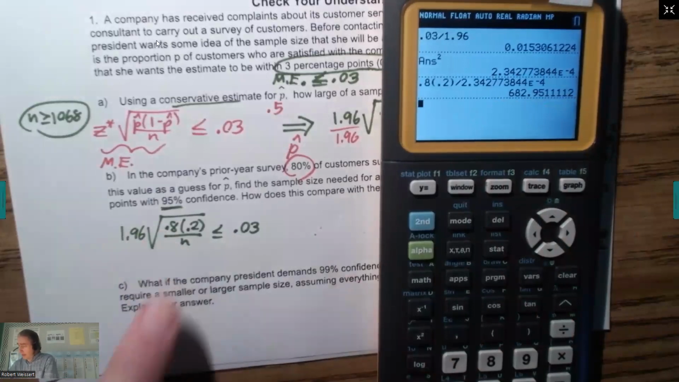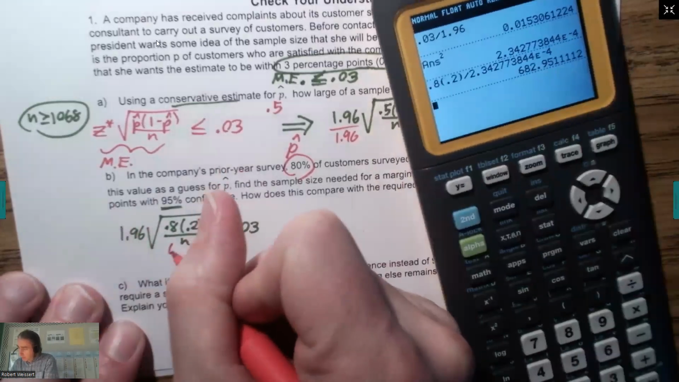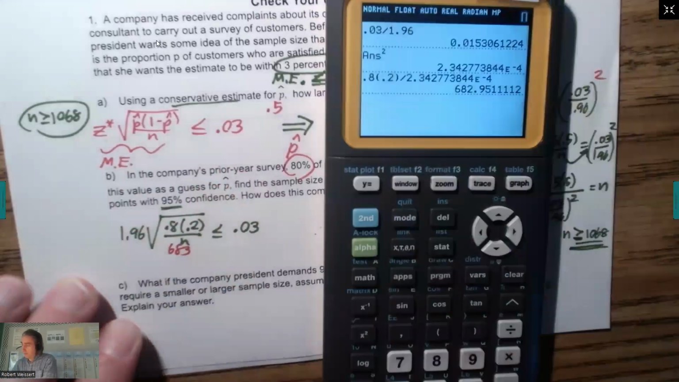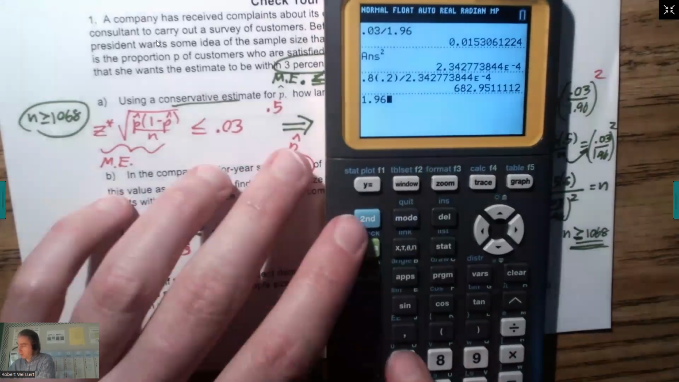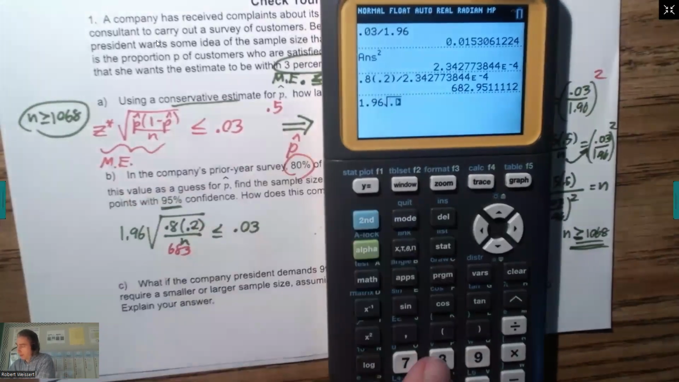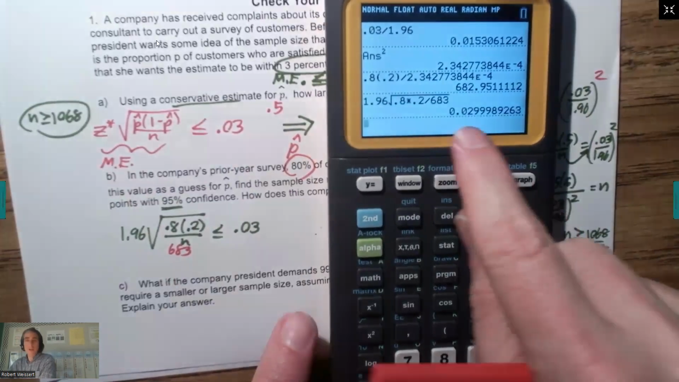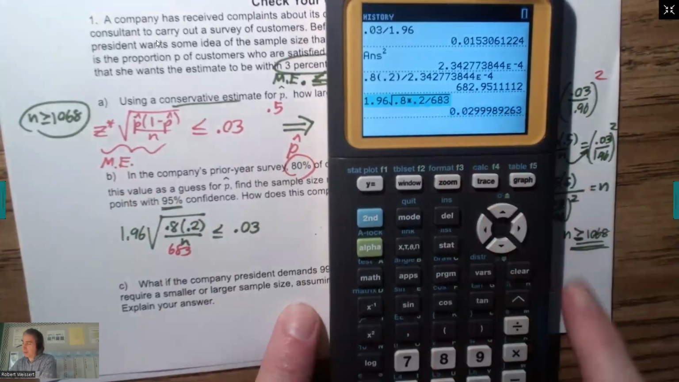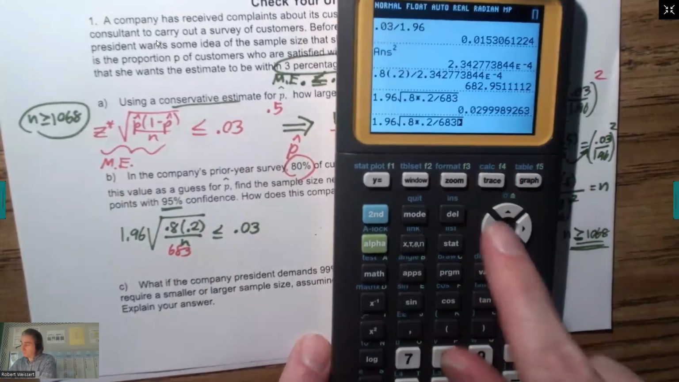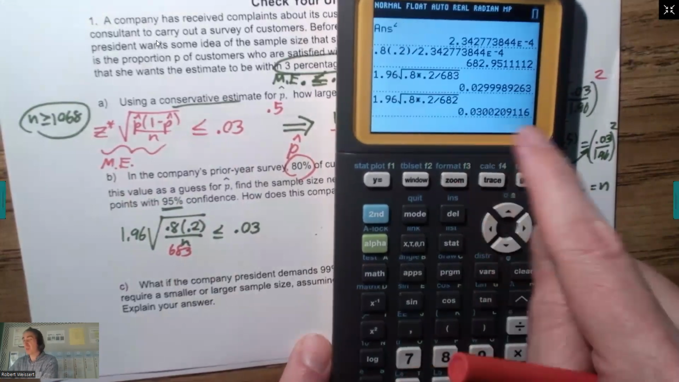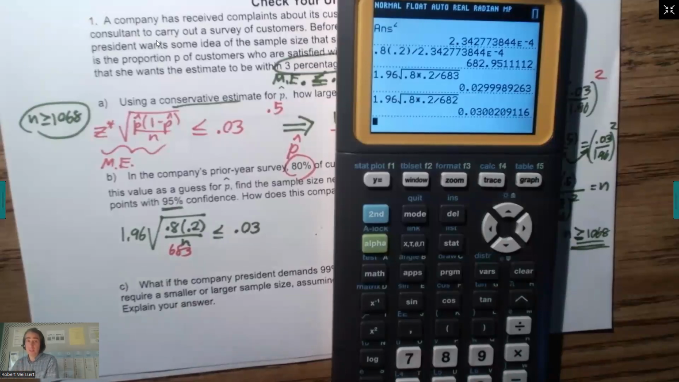So if I were to go in there and actually type in 683, we can verify 1.96 square root of 0.8 times 0.2 divided by 683 gives you just within 3 percentage points. But if I were to keep that at 682, we're just a little bit over. So we want to bump that up to 683.